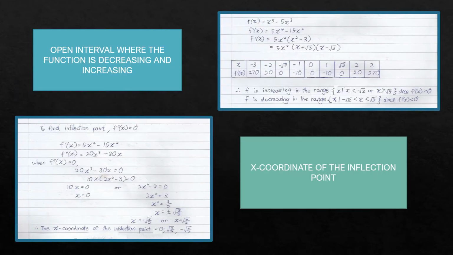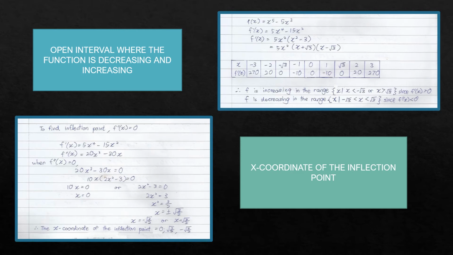Next, the question asks to find the open interval where the function is decreasing or increasing. I differentiate f(x) and get f'(x) equals 5x^2(x^2 - 3). I form a table with x and f'(x), and finally found that the function is increasing when x is smaller than negative square root 3 or x is bigger than square root 3, since f'(x) is bigger than 0. The function is decreasing, since f'(x) is smaller than 0, in the range between negative square root 3 and square root 3.